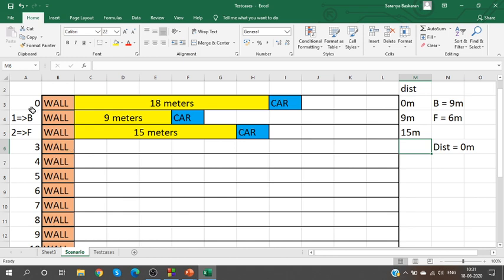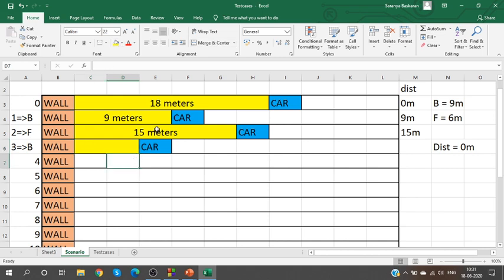Yes. First step is in backward direction. Second step is in forward direction. So third step will be in backward direction. It moves backward and forward repeatedly. How much distance will it move in backward direction? 9 meters. Okay. So the car which is lying here will move backward by 9 meters.